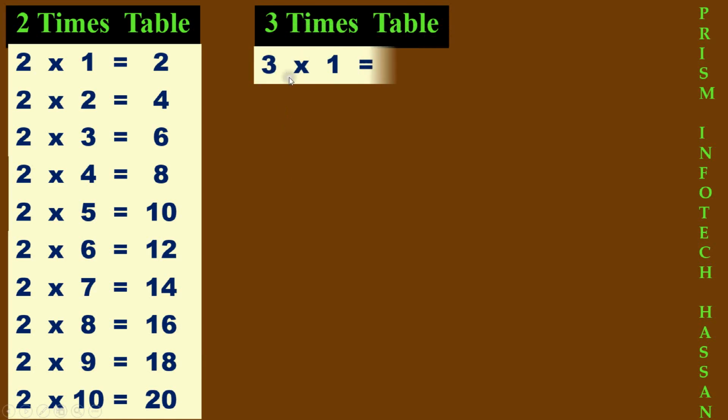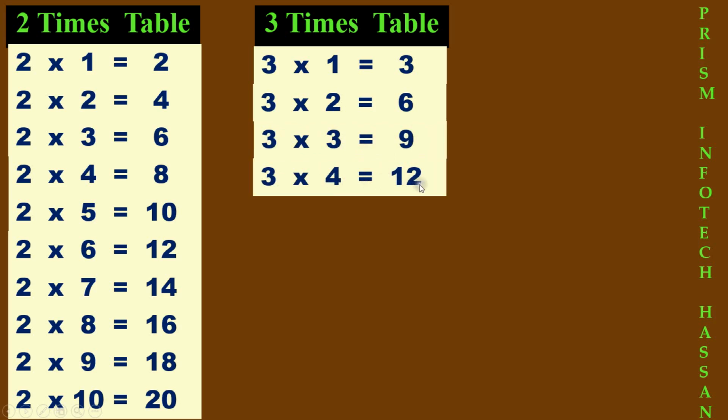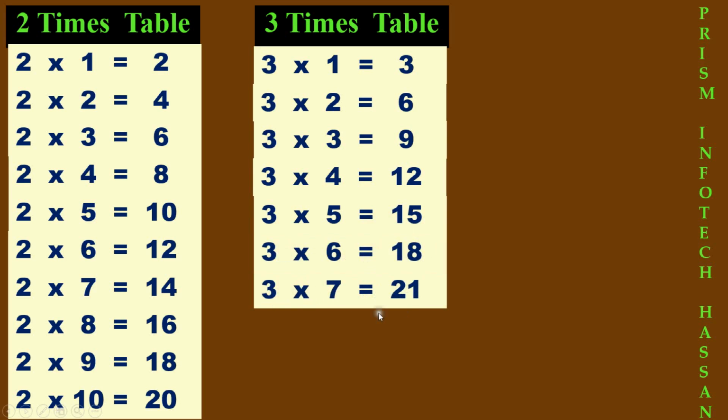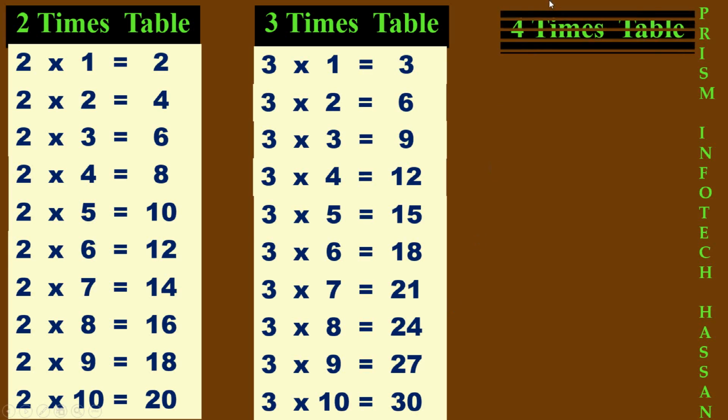3 times table. 3 times 1 is 3. 3 times 2 is 6. 3 times 3 is 9. 3 times 4 is 12. 3 times 5 is 15. 3 times 6 is 18. 3 times 7 is 21. 3 times 8 is 24. 3 times 9 is 27. 3 times 10 is 30.